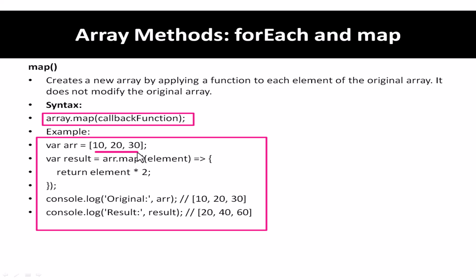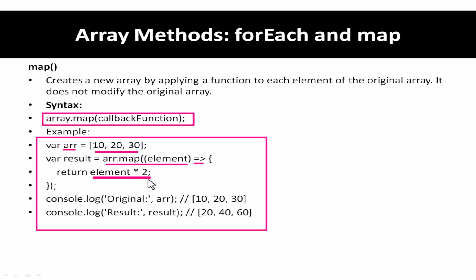So 10, 20, 30 are the elements inside the array. Now the variable result equals array dot map. We are going to use the name of the array, arr dot map element, with an arrow symbol. Now we are going to multiply each and every element by 2. So return element times 2.